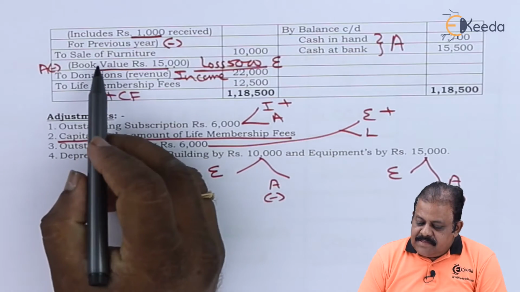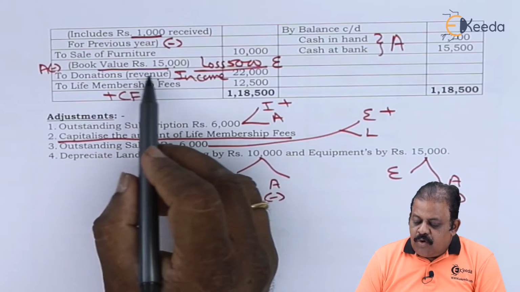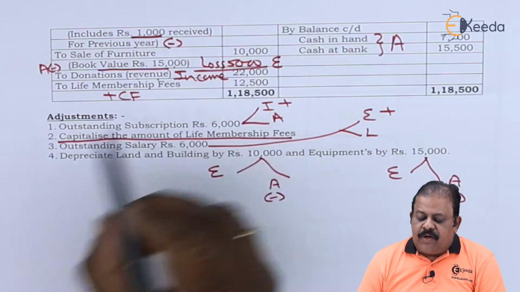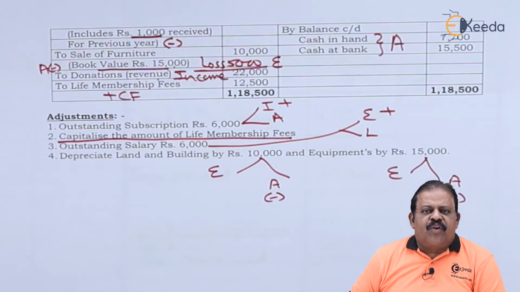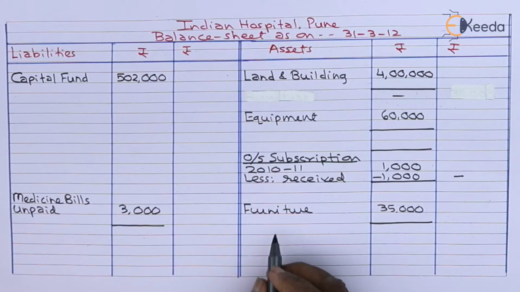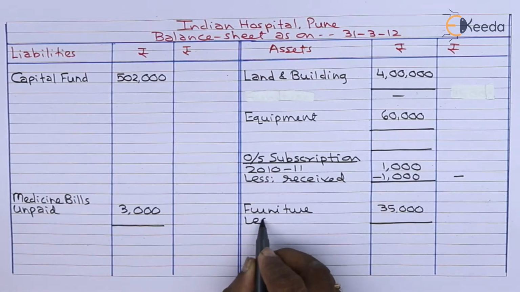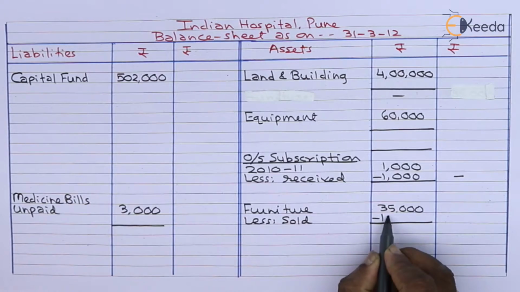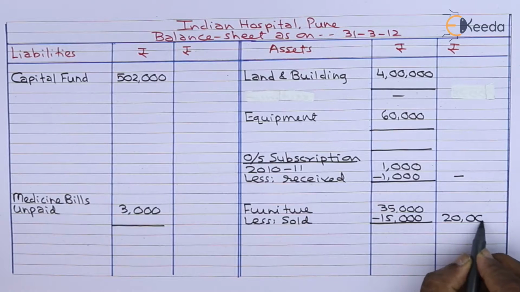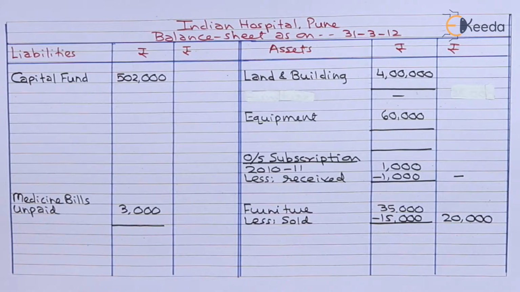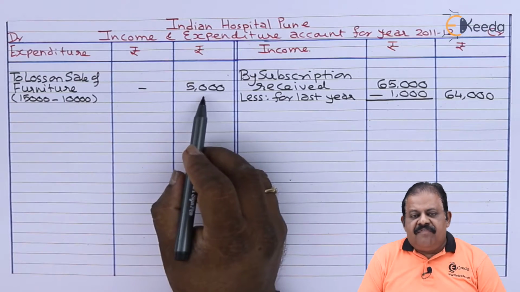Next we have sale of furniture having book value 15,000 sold for 10,000. So this book value 15,000 will be deducted from asset side. Furniture 35,000 less sold 15,000. So balance furniture will be now 20,000. Loss on sale of furniture 5,000 will be recorded as expenditure. Loss on sale of furniture 5,000.